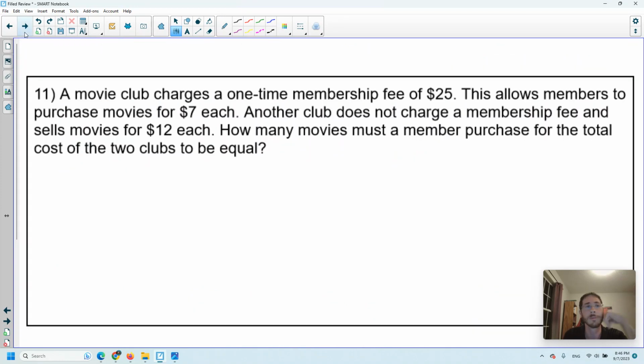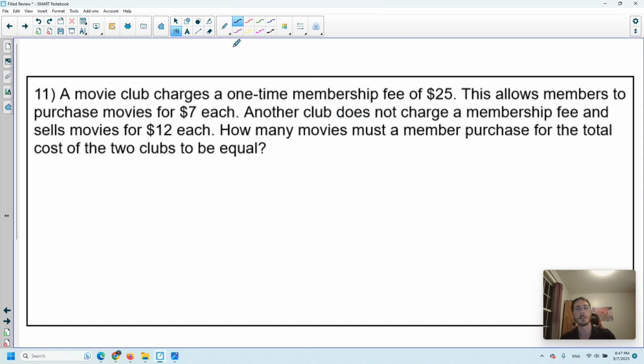It's just number 11. Number 11, Movie Club charges a one-time membership fee of $25. Then you can purchase your movies for $7 each. Another is no fee and sells for $12 each. How many movies do you have to purchase for the total to be equal?